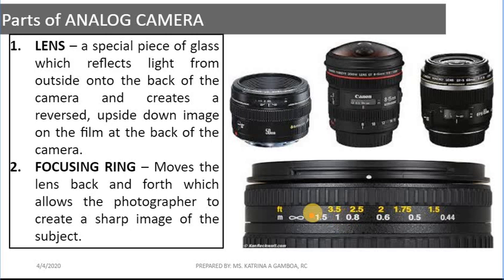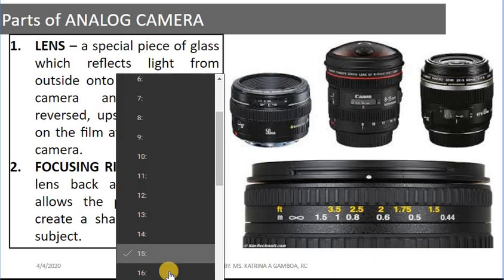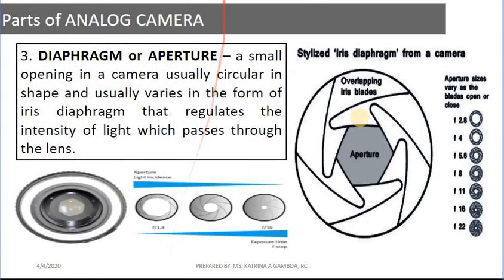Doon papasok yung focusing ring. Eto. So that is the focusing ring. Focusing ring moves the lens back and forth, ayan, which allows the photographer to create a sharp image of the subject. Sometimes yung focusing ring, meron din siya dito na aperture ring. Dito naman nilalagay niya yung pinaka-size ng pinaka-aperture mo. Okay. Next.